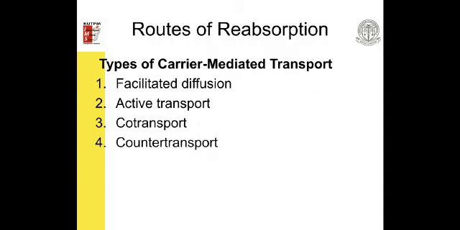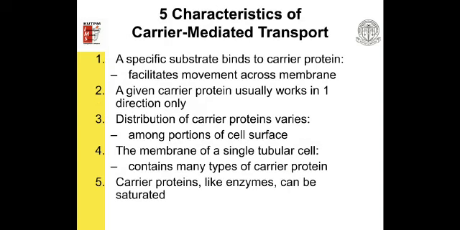The routes of reabsorption can be carrier mediated, which involves facilitated transport, active transport, co-transport, and counter-transport. The 5 characteristics of carrier mediated transport are: a specific substrate binds to a carrier protein, which facilitates movement across the membrane. A given carrier protein usually works in one direction only, and the distribution of carrier proteins varies among regions of the cell surface. The membrane of single tubule cells contains many types of carrier proteins. Carrier proteins, like enzymes, can be saturated.